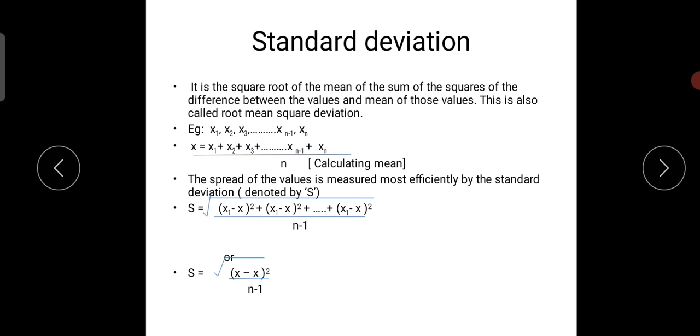Then standard deviation. Standard deviation is nothing but the square root of the mean of squared deviations. See, from this example we can make it very easy. This is the example and this is one distribution. So first of all we calculate the mean. Then, according to standard deviation, we find the square root. We can write it either like this or this.